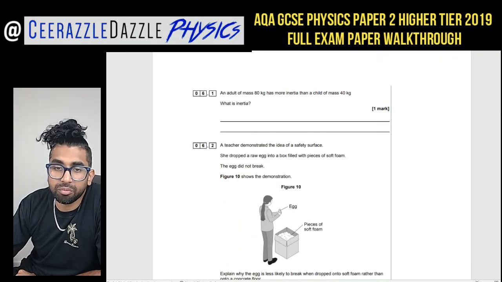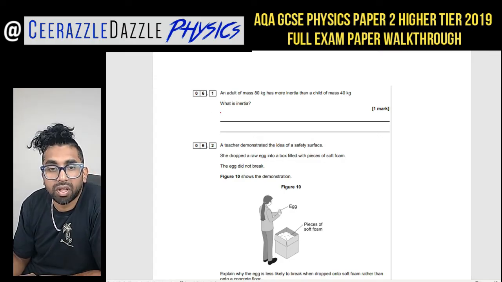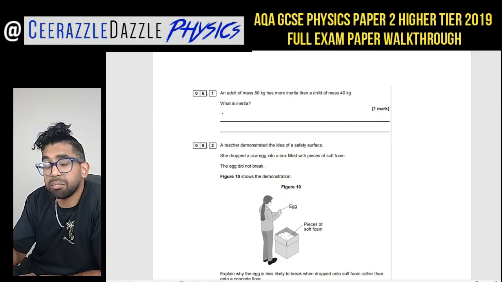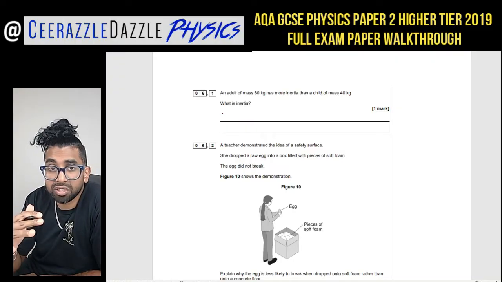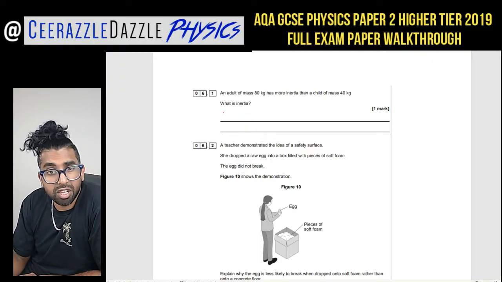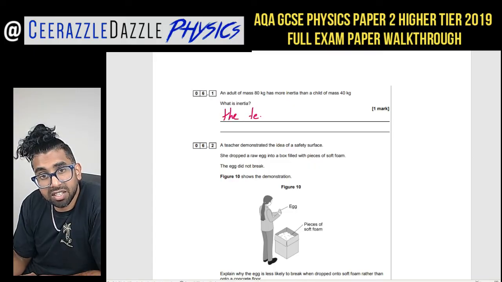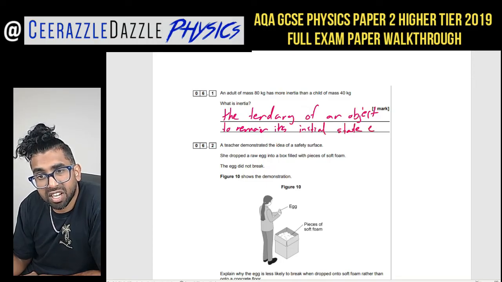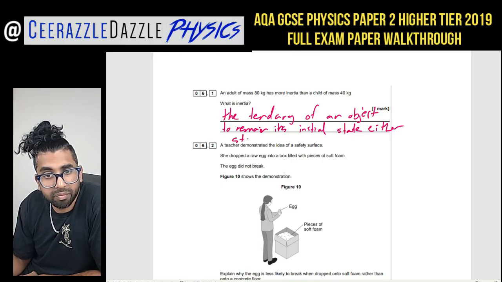The next one then is 6.1. An adult of mass 80 kilograms has more inertia than a child of mass 40 kg. What is inertia? Inertia simply means that an object wants to remain in its natural state. That means if it's at rest, it wants to remain at rest, or if it's moving, it wants to continue moving. So let's put that down here: it's the tendency of an object to remain in its initial state, either stationary or moving.